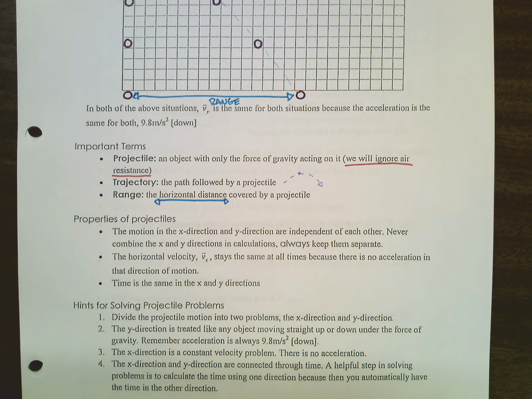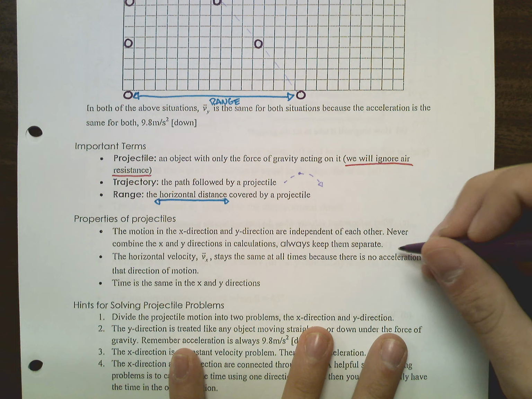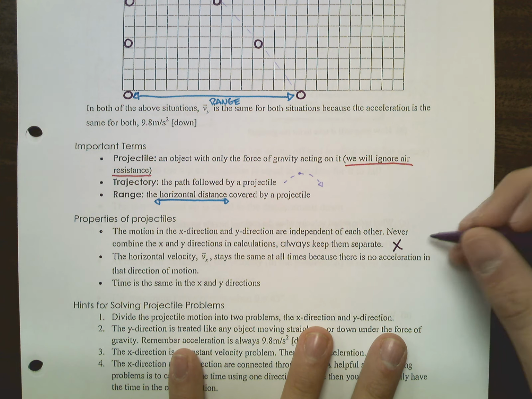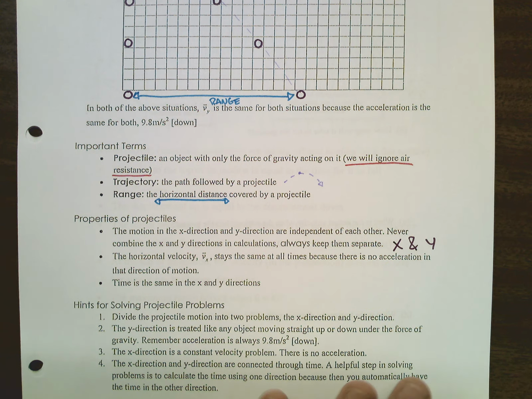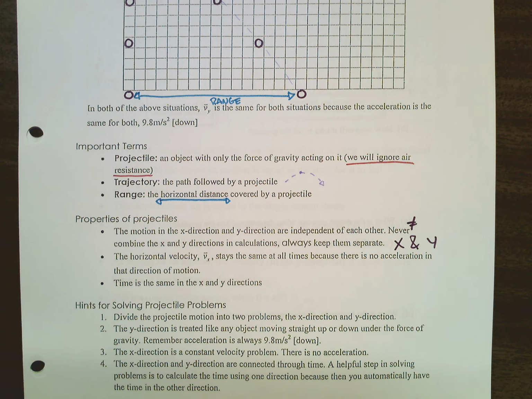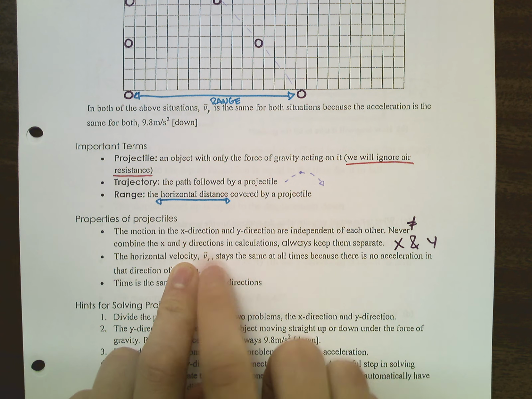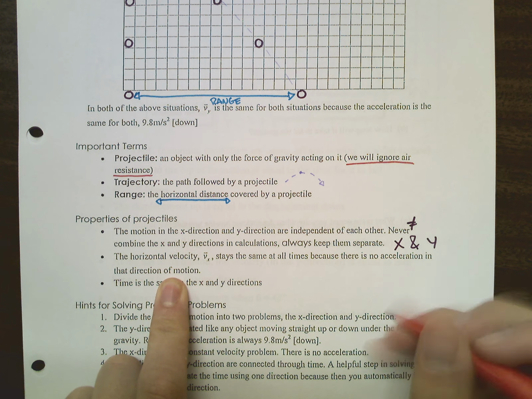Always keep them separate. Like I said, I'm always going to be saying, treat your x and y components separate. Okay? So they're always, always, always going to be separate of one another. Not together. So I guess I could write here, they are not going to be equal. Don't put them together.